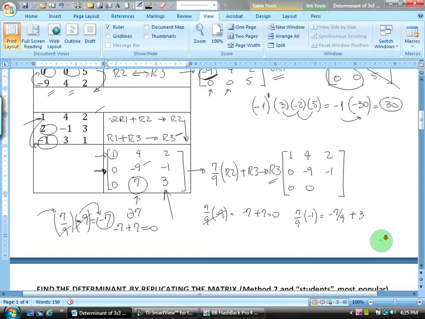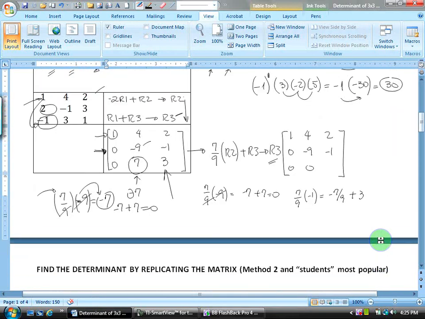Now, we get into the old LCM stuff here. How can I write this 3 with the denominator 9? Well, it's 27, because 27 divided by 9 is 3. So I'm going to rewrite that 3 as 27 over 9. So this is negative 7 over 9 plus 27 over 9. I get positive 20 over 9. So in this corner, I get 20 over 9.